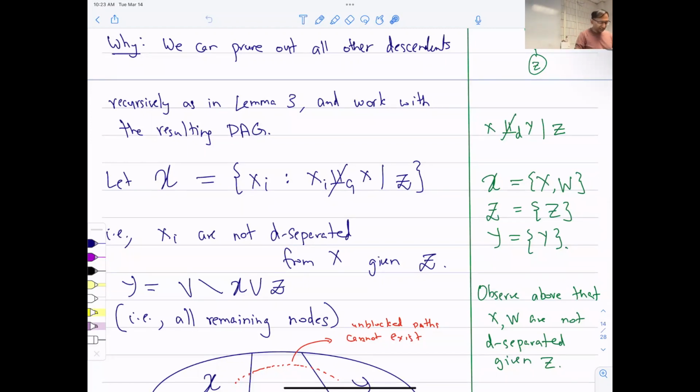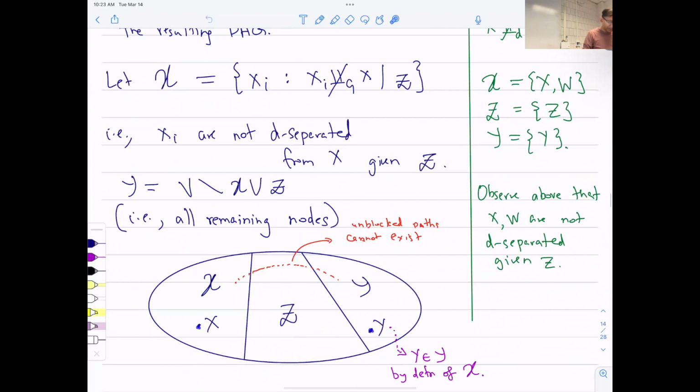Now, in this collection of nodes, I've got X, Y, Z. Okay. Let's define script X as all those nodes which are not d-separated from X, conditioned on Z. So this is a conditioning set in the middle. Okay. All these here are those which are not d-separated given Z. Okay. That means there's an unblocked path. For anything to here, there's an unblocked path. Okay. That's what this is saying. And Y is all the remaining nodes.